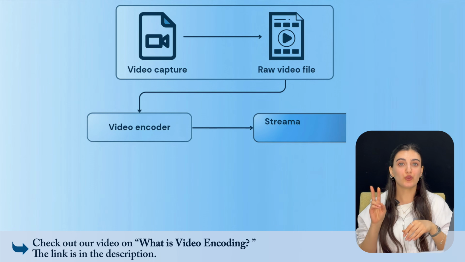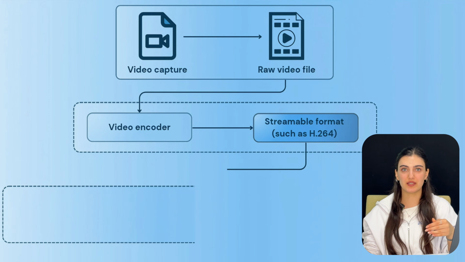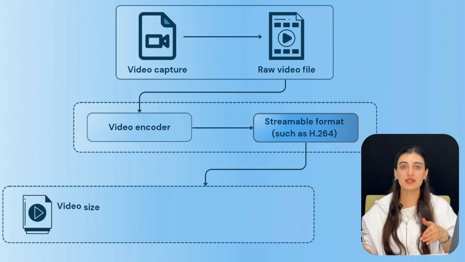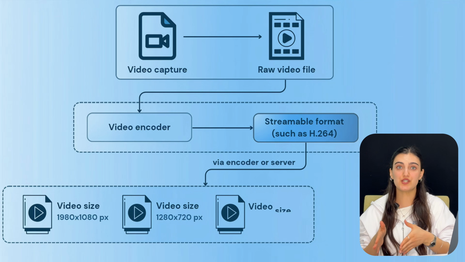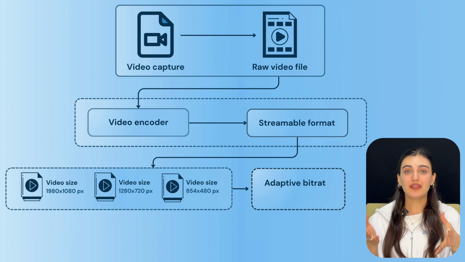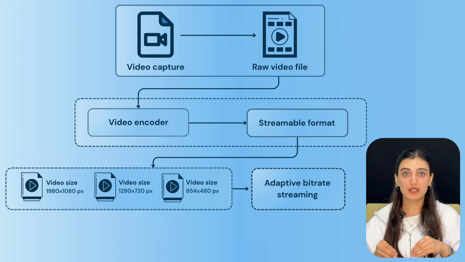And after that, two things can happen. Either the encoder itself turns your video into multiple qualities, like creates multiple quality levels, or it sends it to a server which transcodes the same video into multiple qualities. The main thing here is to get multiple qualities for adaptive bitrate streaming. Once we have the qualities, we can move on into segmentation.